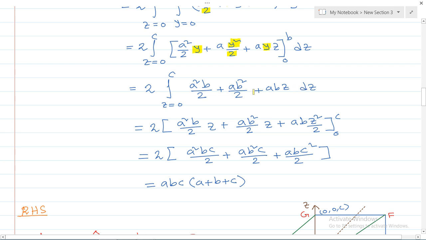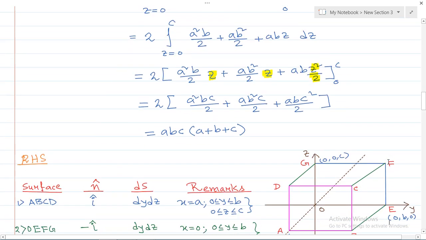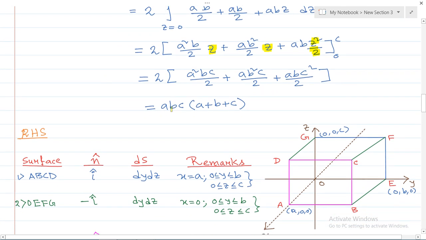Now we have to perform the integration with respect to z. So it will come a square b by 2 into z, because this is a fully constant term. The second term is also constant, ab square by 2 into z, plus ab z square by 2. Now wherever we see z, we have to put c, and we can write it down in a simplified manner. So in the denominator everywhere the 2 is getting cancelled out, so the result will come as a into b into c into (a plus b plus c). So this is the result of the triple integration, or the volume integration.